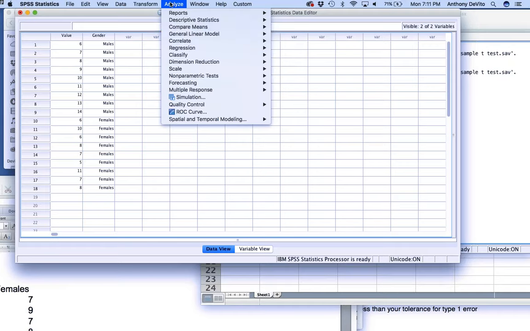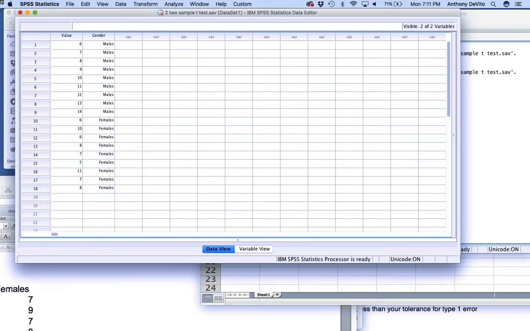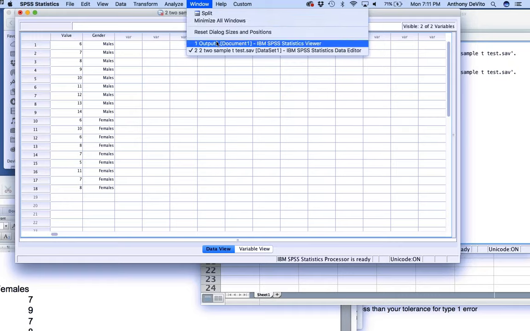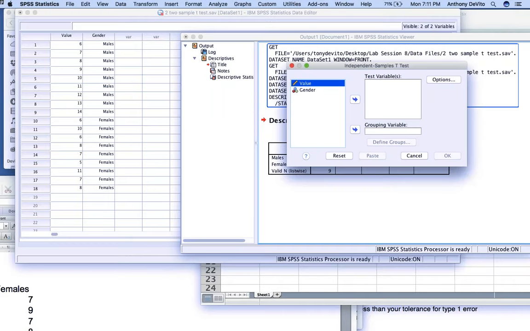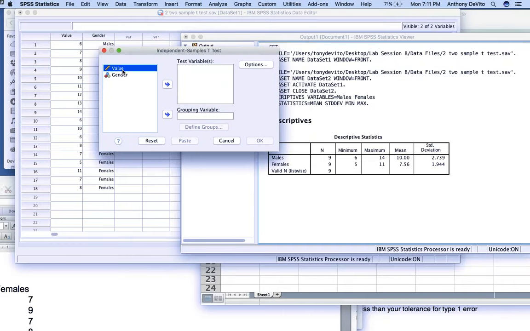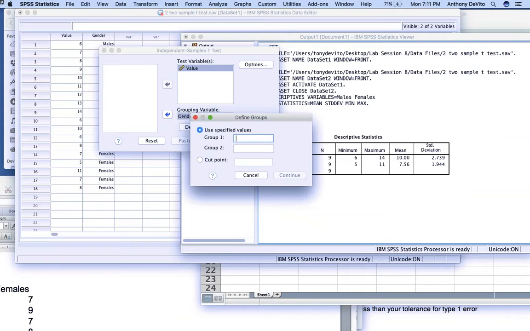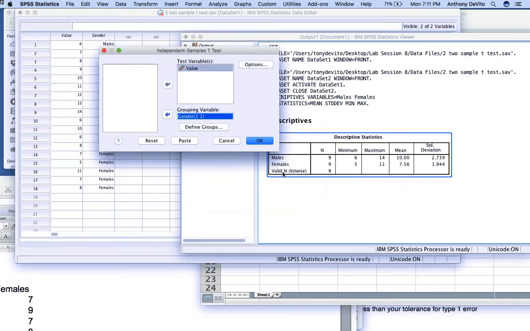So now when I go to analyze, compare means, again, let me go to the output window. Analyze, compare means, independent samples t-tests. Now I can tell it that I want to compare the averages of those values, grouped by gender. I want to find the means of males and females and compare the two. Unfortunately, SPSS is not smart enough to realize that there's only ones and twos, right? So I'm going to click on define and tell it that group one is represented by ones and group two is represented by twos, and click continue.